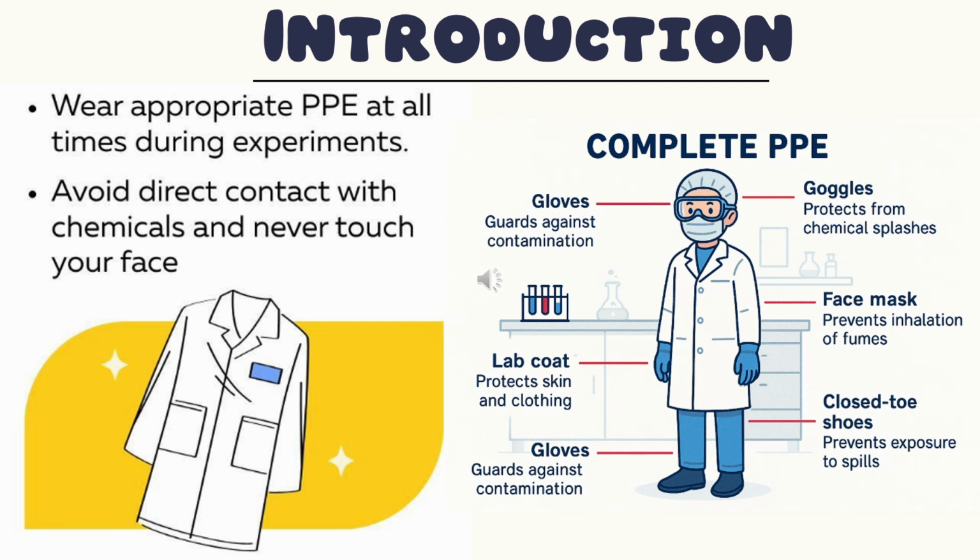Okay students, in this slide you will notice a man wearing a complete PPE suit. What is a PPE suit? A PPE suit is personal protective equipment, which refers to wearable gear or clothing designed to protect you from any injuries. So if you look at the man, he's wearing goggles to protect his eyes, gloves to protect his skin, a lab coat, as well as closed-toe shoes. You should also remember to avoid having any direct contact with chemicals and never to touch your face.